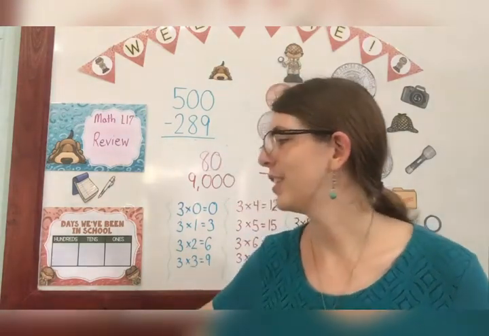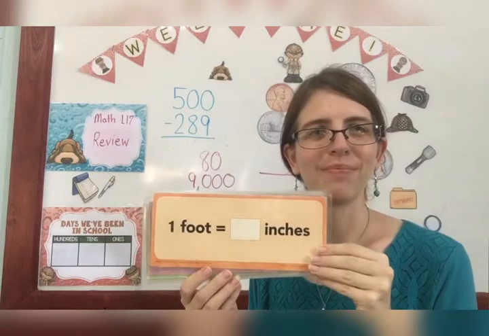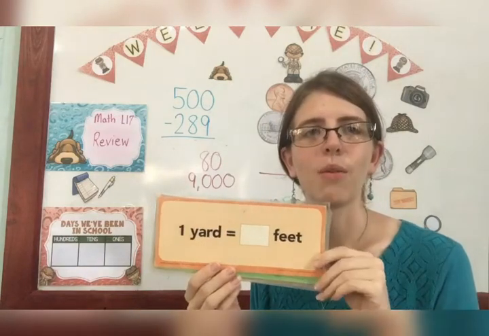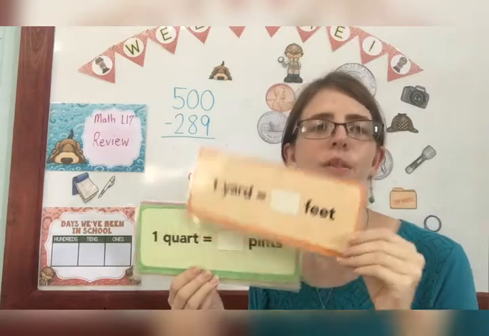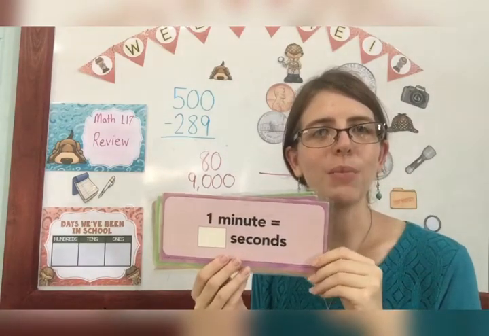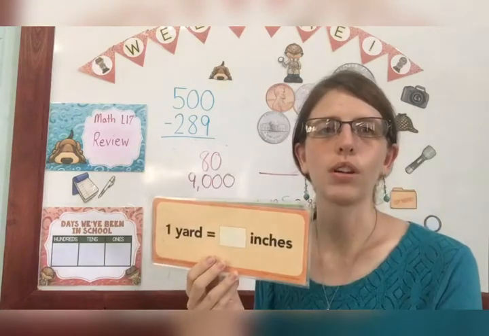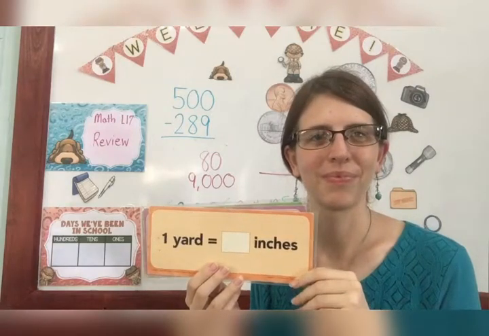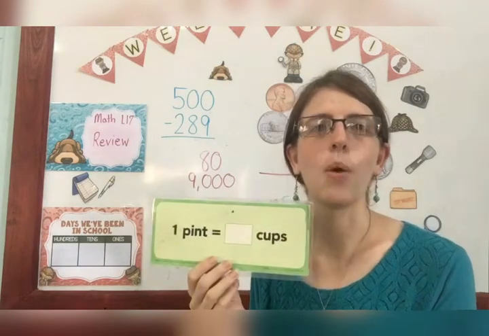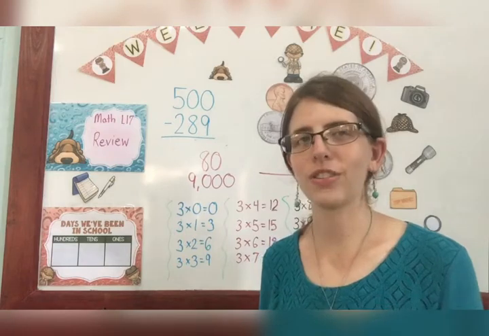Okay, let's move on to our measures. 1 foot equals 12 inches. 1 day equals 24 hours. 1 yard equals 3 feet. 1 quart equals 2 pints. 1 minute equals 60 seconds. 1 gallon equals 4 quarts. 1 yard equals 36 inches. 1 hour equals 60 minutes. 1 pint equals 2 cups. Good job. Notice I added our new measures in there.